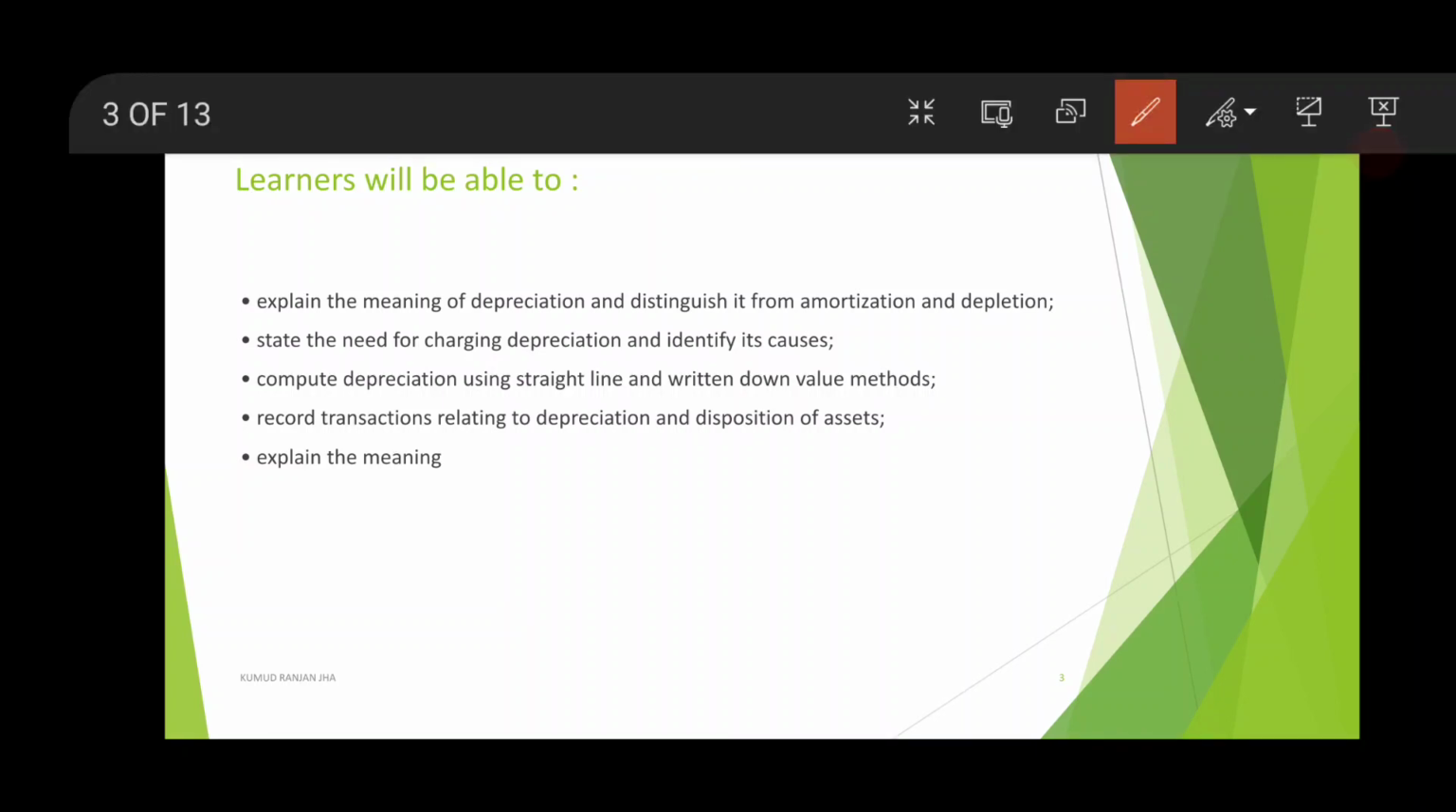Learning objectives of the chapter. Explain the meaning of depreciation and distinguish it from amortization and depletion. State the need for charging depreciation and identify its causes. भाई क्यों charge करना हमें? Compute depreciation using the straight line method and written down value method. There are two methods in your syllabus.